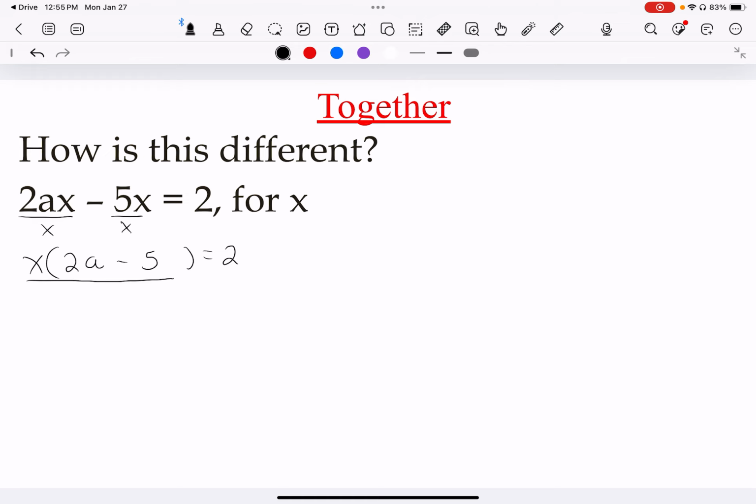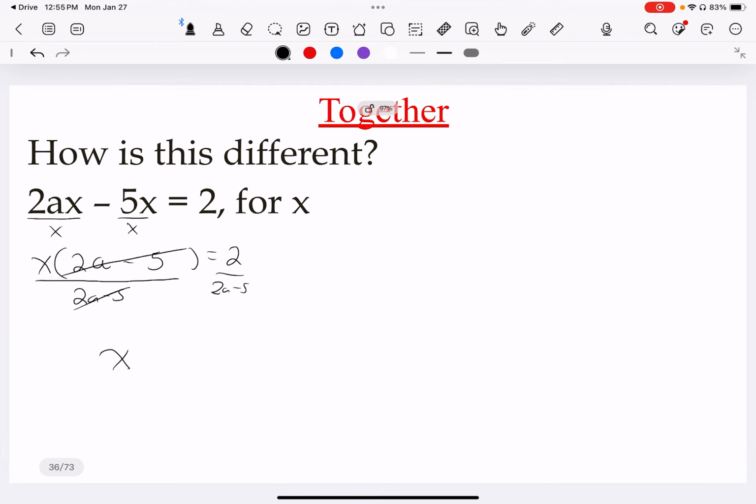So I can divide by 2a minus 5 on each side. 2a minus 5 and 2a minus 5 cancel out. I'm just left with x is equal to 2 over 2a minus 5. Now that I have it as x equals something, that would be the solution to this literal equation for x.